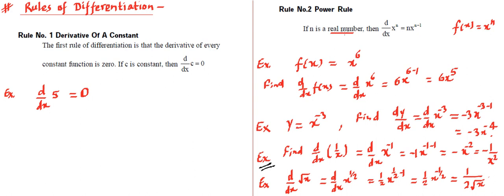That means this formula can be applied for any real number, whatever the number it is, it has to be real, that's all, and it can be applied. So this is a very, very important and very general formula that is applicable for all values of n. Simply n has to be real. Okay, now let's move towards the next rule.